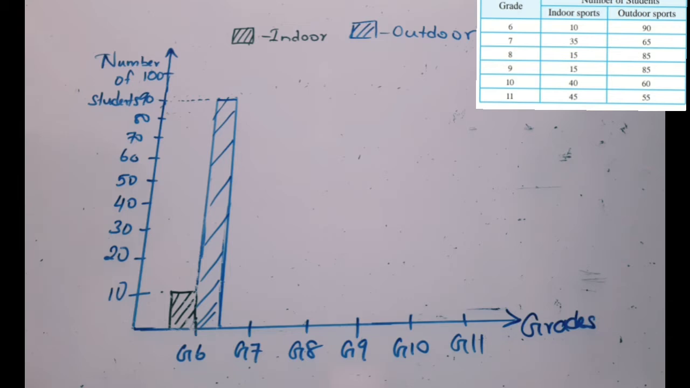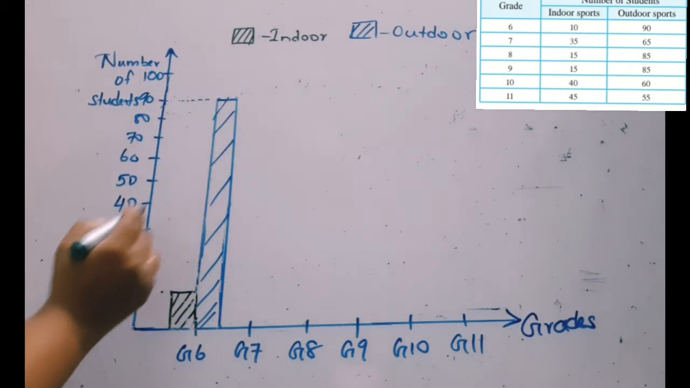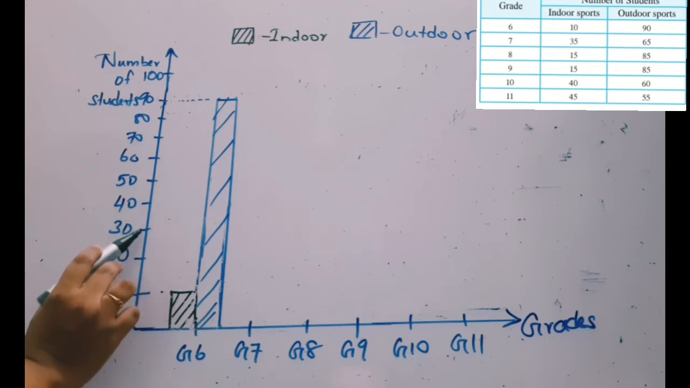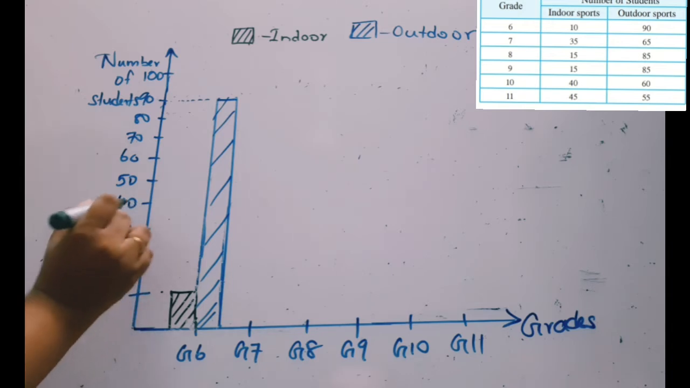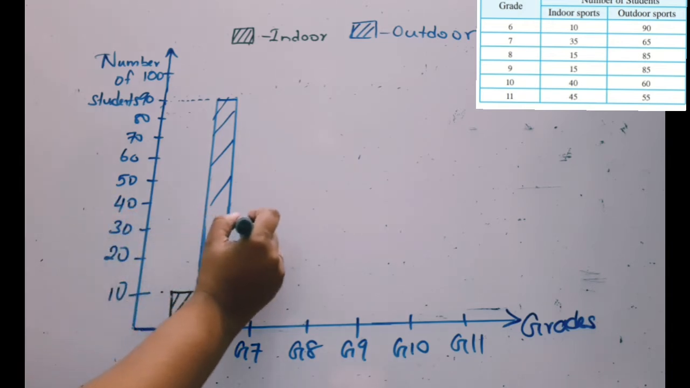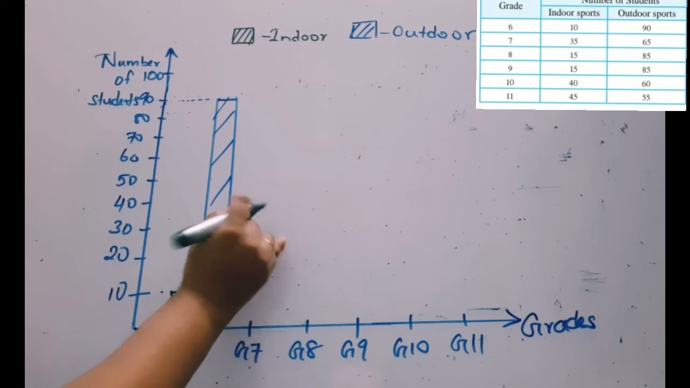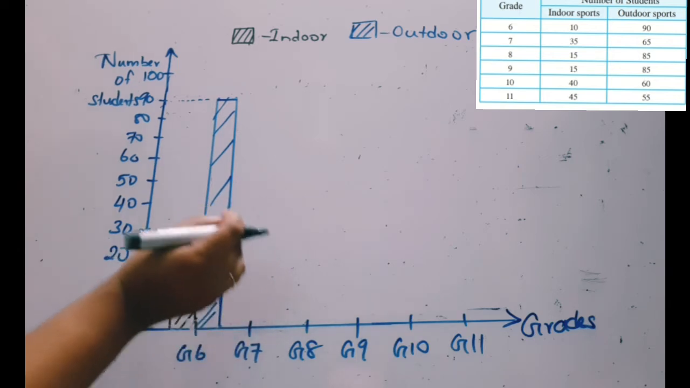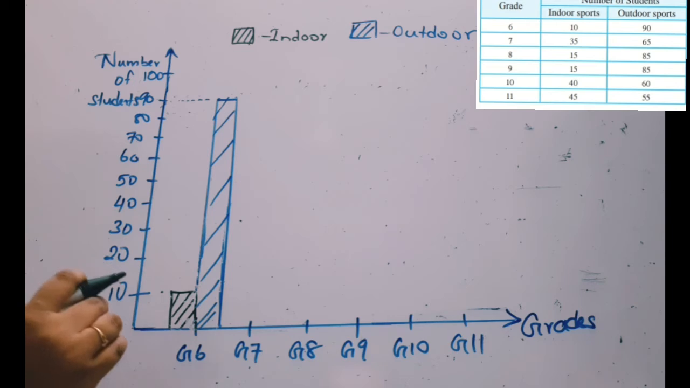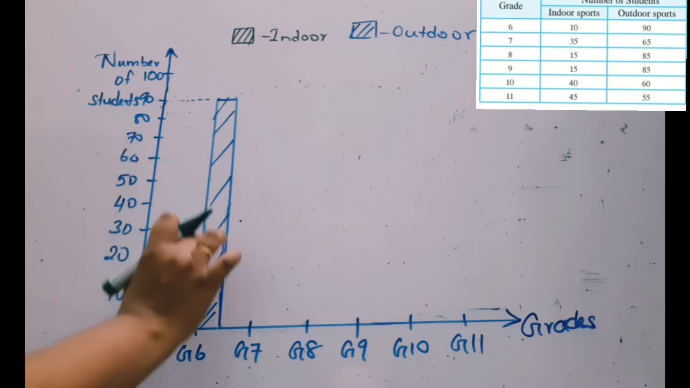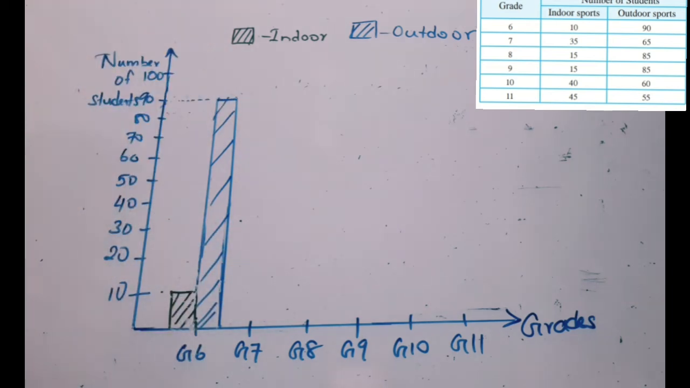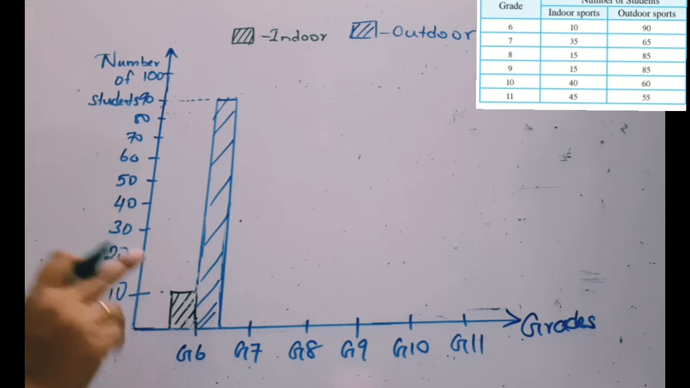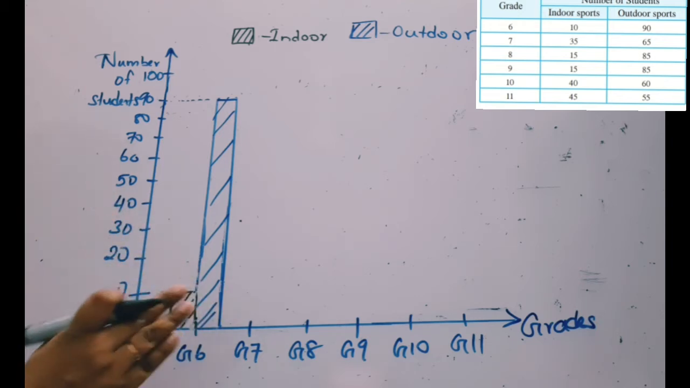So now let's move on to the next one, which is grade 7. We have 35 students for indoor sports. So 35, in the sense, it should come in between 30 and 40. Am I right? Come in the middle of 30 and 40. You can keep a gap in between, that's up to you. Even if you don't keep a gap, it's all right. The only thing you have to consider is that the color you have used should match and be appropriate, so you should be able to differentiate.